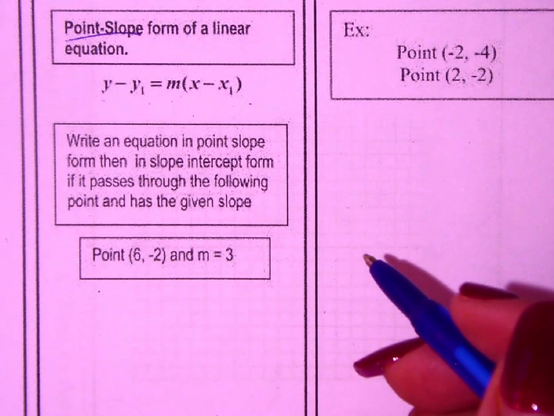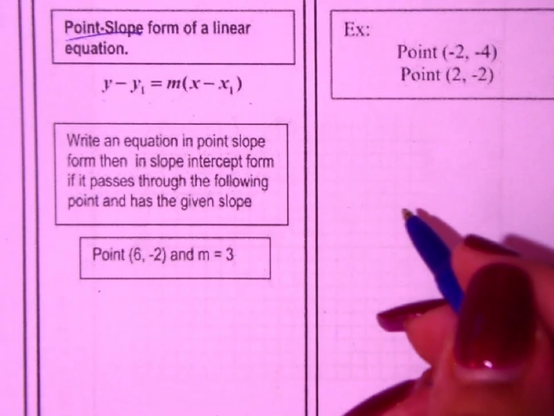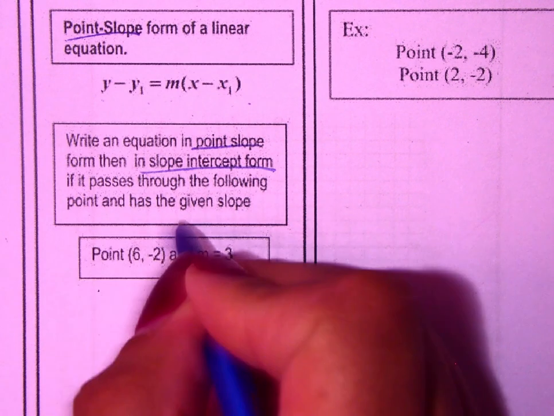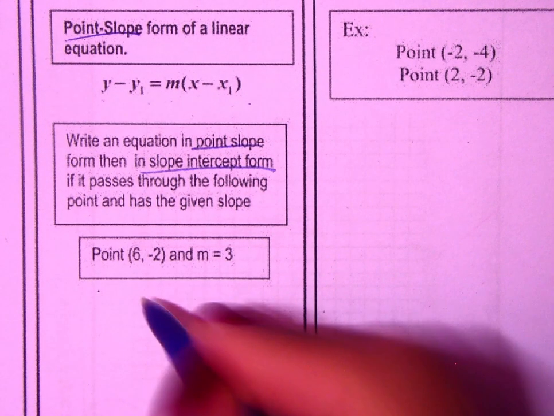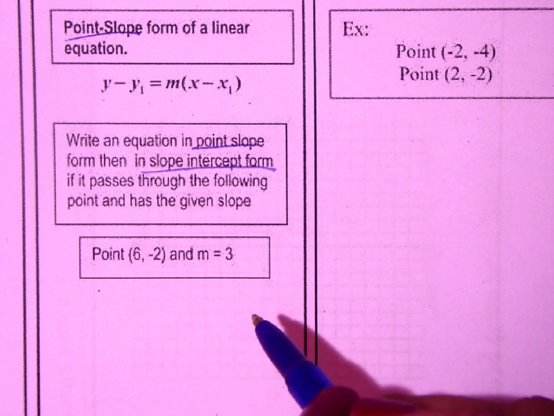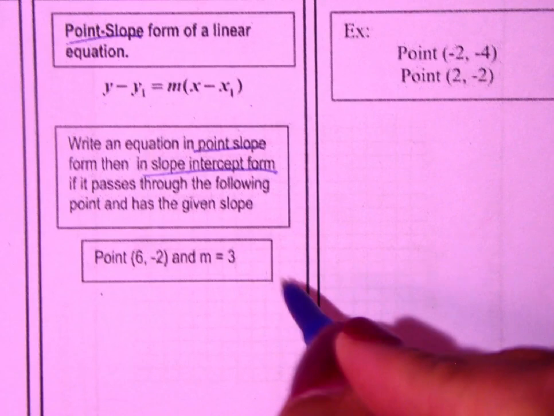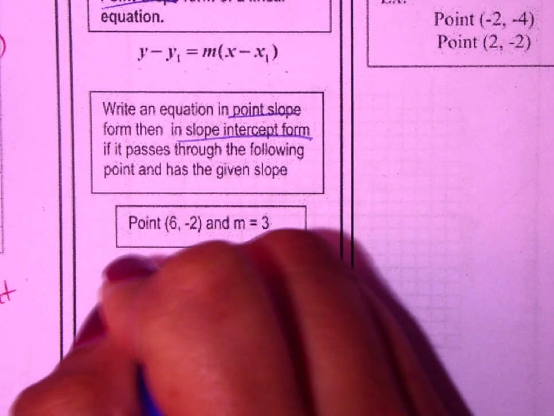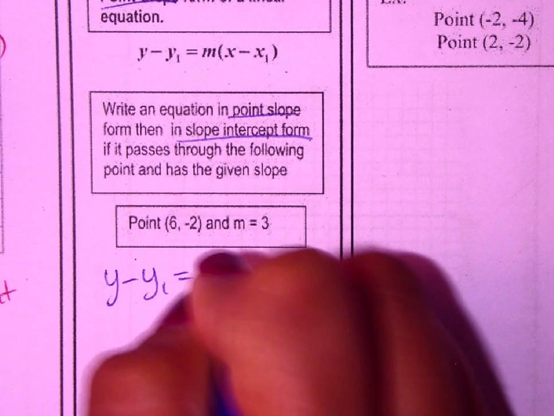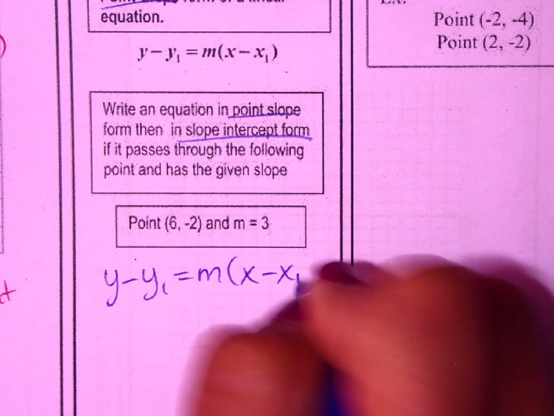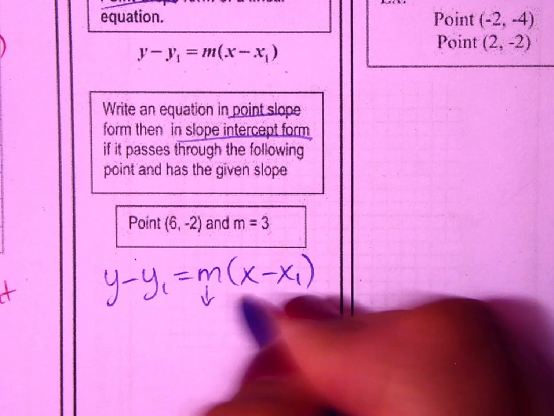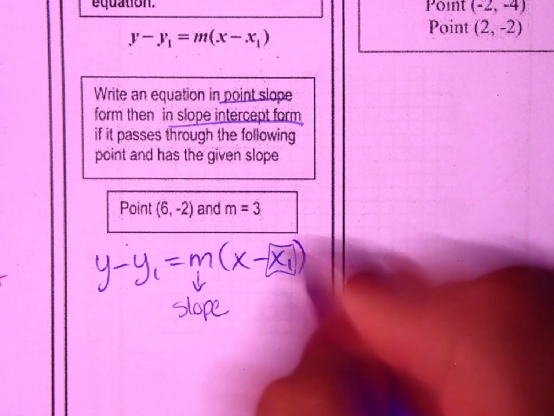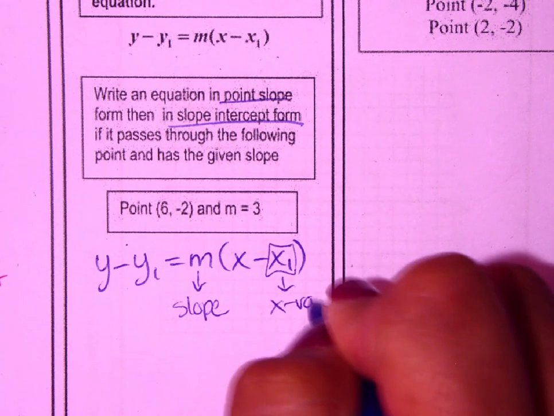This problem is asking you to write an equation in point-slope form and then in slope-intercept form if it passes through the following point and has the given slope. Eventually, you're going to be given a question that asks you to find the parallel and perpendicular lines of this point and line. But for now, let's just practice writing an equation. So you have y minus y1 equals m times x minus x1. This means we've got to substitute our slope right here, and then we're going to substitute here the x value of the point.